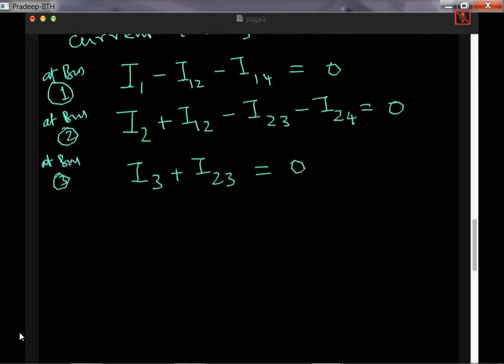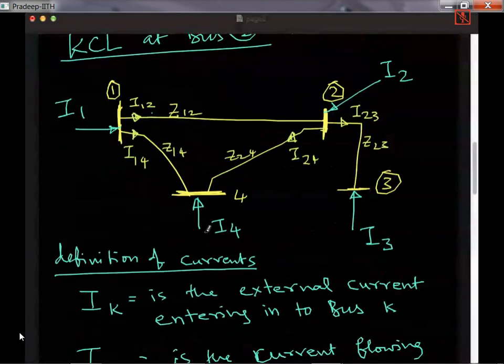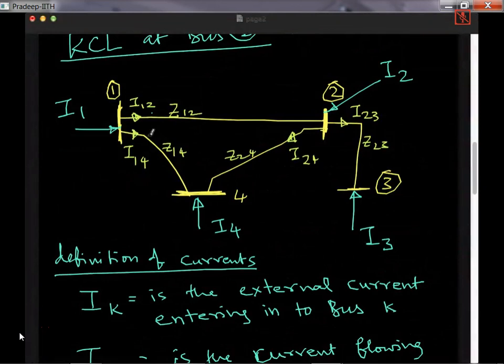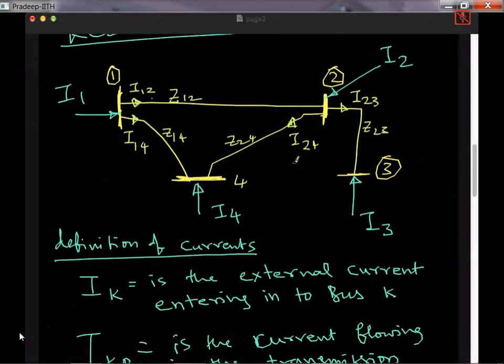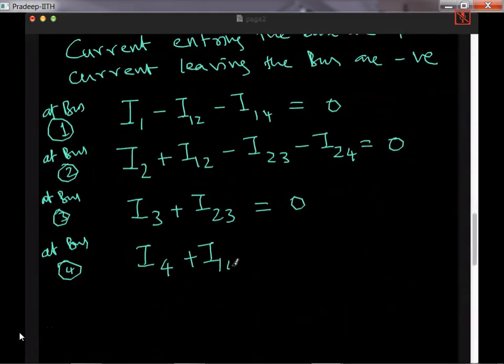Similarly, we have at bus 4, I4, let me refer to that. So I4, then I14 will be positive, I24 will also be positive because they are entering the bus. So plus I14 plus I24 is equal to 0. So this is about the currents.